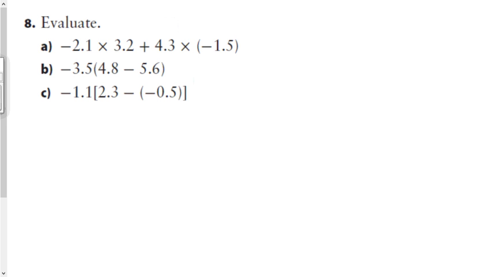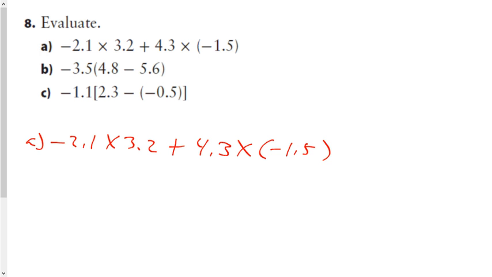Question 8 gives us 3 BEDMAS questions and asks us to evaluate. It doesn't say estimate, so we're just going to calculate this. I'll write down the first one here, negative 2.1 times 3.2 plus 4.3 times negative 1.5. Because we have 3 operations, I'm going to do my multiplication and my multiplication first. I'm not going to do my addition yet. I'm just going to do both of the multiplications.